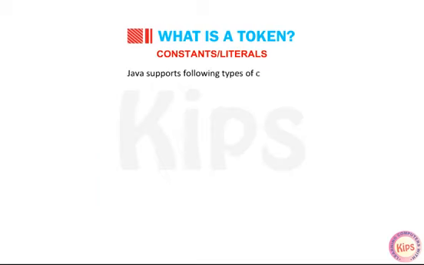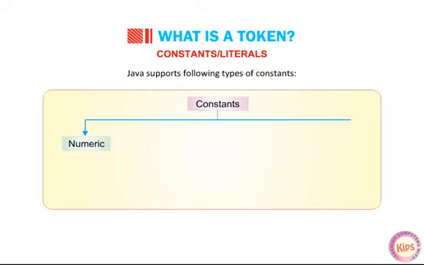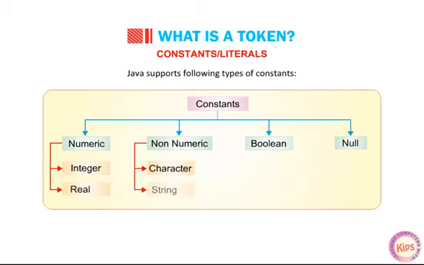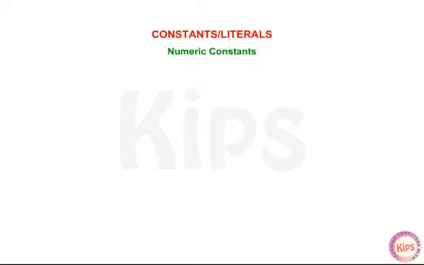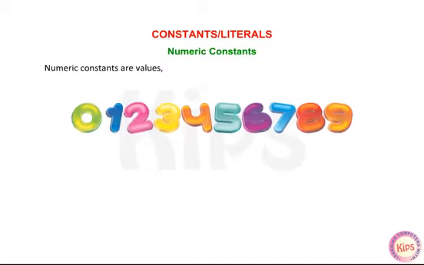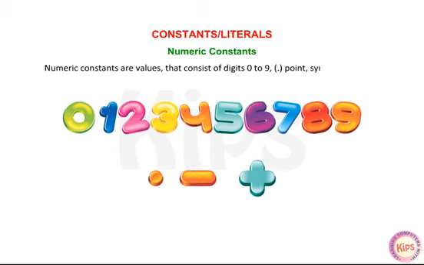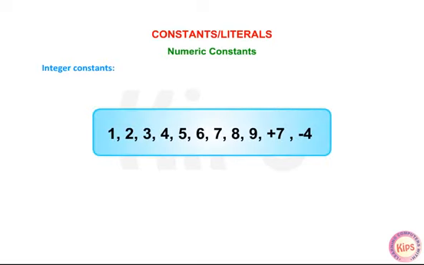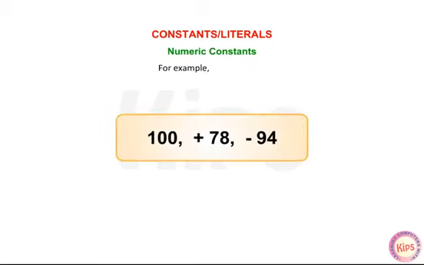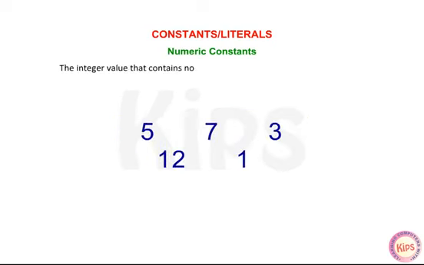Java supports the following types of constants. Constants: numeric, non-numeric, boolean, null, integer, real, character, string. Numeric constants. Numeric constants are values that consist of digits 0 to 9, a point, and the symbols plus or minus. They are of 2 types. Integer constants. Integer constants are values which represent whole numbers only. They can have positive or negative values. For example, 100, +78, -94. An integer value that contains no sign represents a positive value by default.